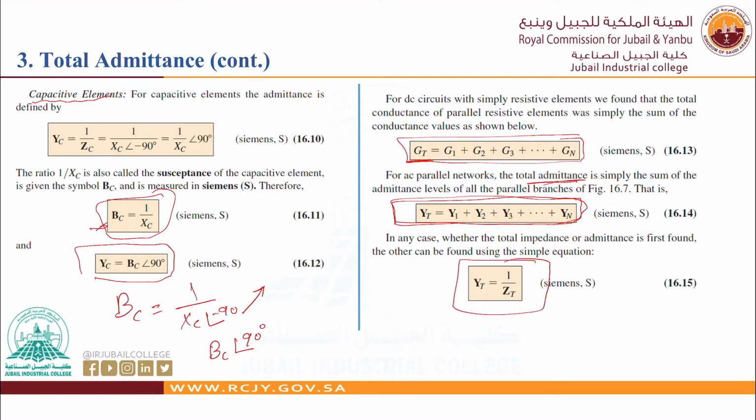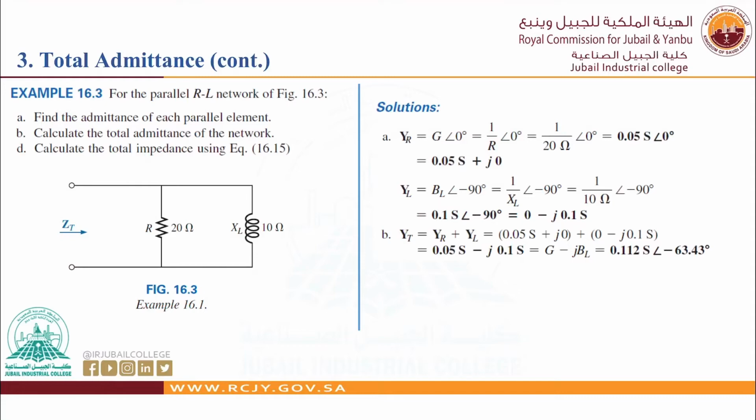باختصار يا شباب, إذا قدرت تطلع Z total تقدر تطلع Y total, وإذا عندك Y total تقدر تطلع Z total. And the unit for the admittance is Siemens, S. Now let us find the admittance of parallel elements.